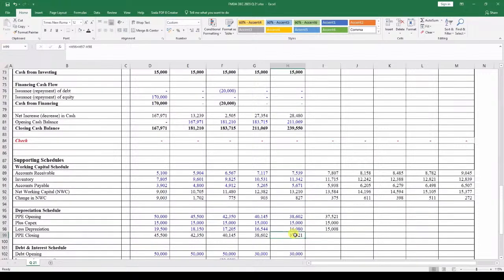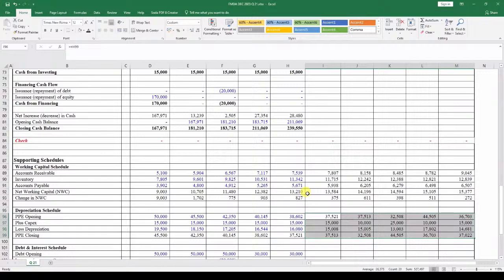To get the closing PPE, we take the opening PPE, add the capex, and less the depreciation on the machines. So we drag the formula moving to the right like that, and we can pull the formula towards the right, or drag it.